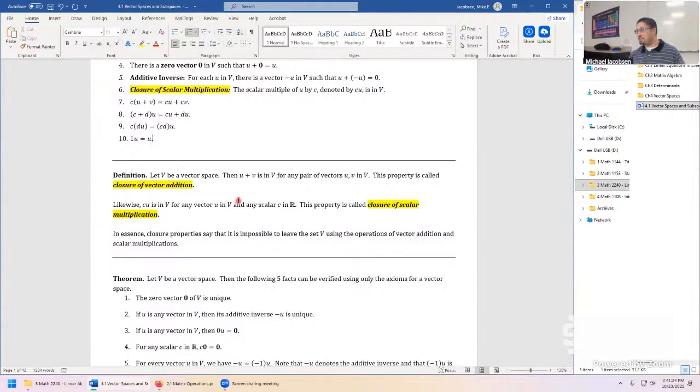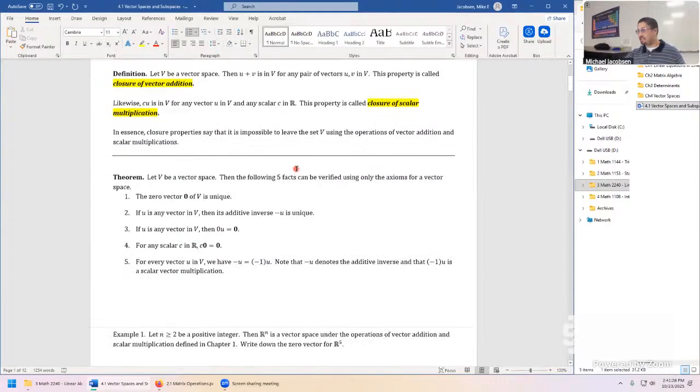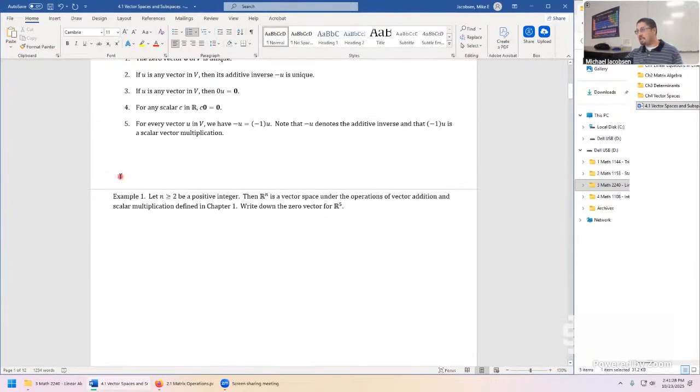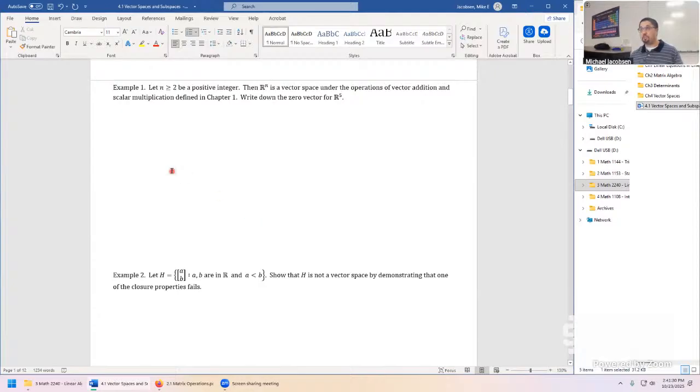Okay, well, let's start to delve into this kind of stuff bit by bit. First, example 1 right here is really just a warm-up example. It's just a reminder that we've seen vector spaces before. If n is greater than or equal to 2, Rn is a vector space. We just take the same vector addition and scalar multiplication as we've seen in chapter 1.